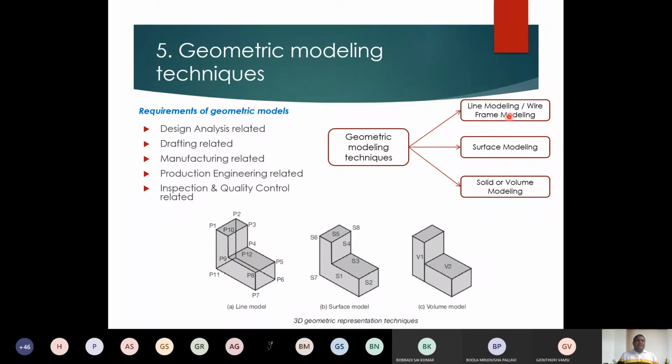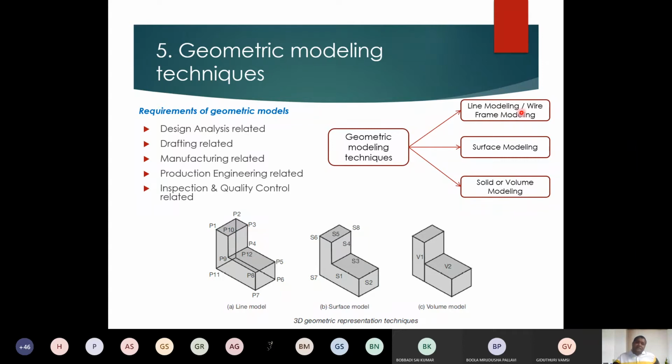Okay, rather than trying to explain so many details about your idea, why can't you create a 3D model? Why can't you create a 3D model and circulate it with your friends and then discuss your idea? That would be very, very easy. And that is how all the different types of geometric modeling techniques got evolved since the 1970s.